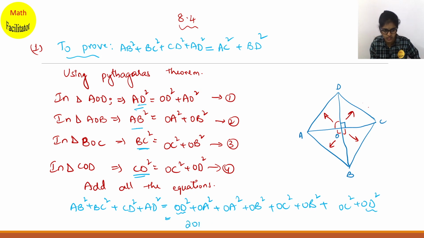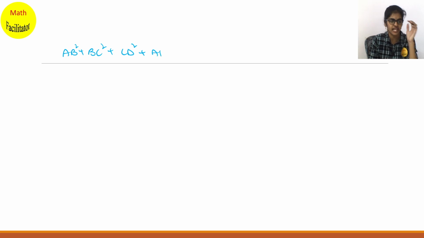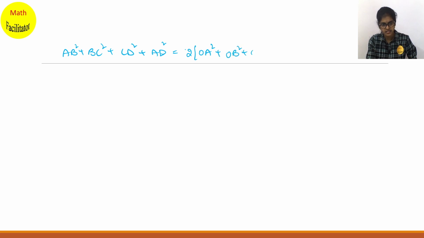So here you can see you have OD square here and OD square here. So 2 times OD square. OA square is also 2 times, OB square is also 2 times, and OC square is also 2 times. So here we can write this as AB square plus BC square plus CD square plus AD square is equal to 2 times OA square, 2 times OB square, 2 times OC square and 2 times OD square. So 2 you can take common: OA square plus OB square plus OC square plus OD square you can write.